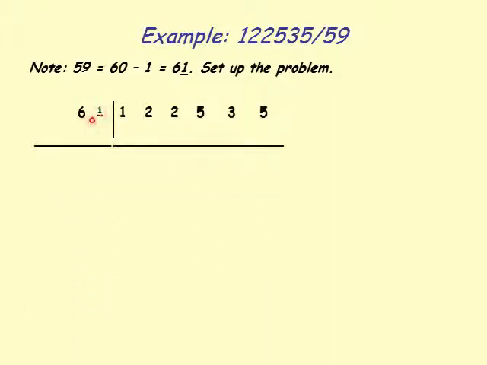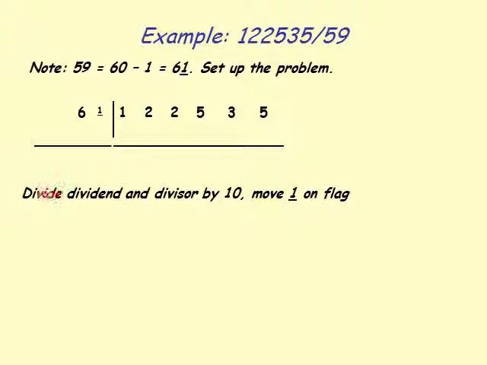Another example here, 122535 divided by 59. Let's continue. Okay, 59 is 60 minus 1, and we would use 6 and a bar 1 in the divisor. Set up the problem like this. So we got 6 bar 1 in the divisor, 122535 in the dividend. Okay, first thing we do is divide both the dividend and divisor by 10 and move -1 on the flag. Okay, so we divide that by 10.